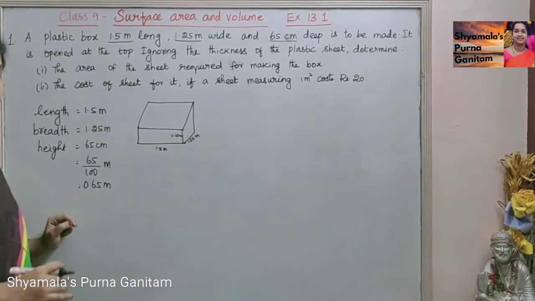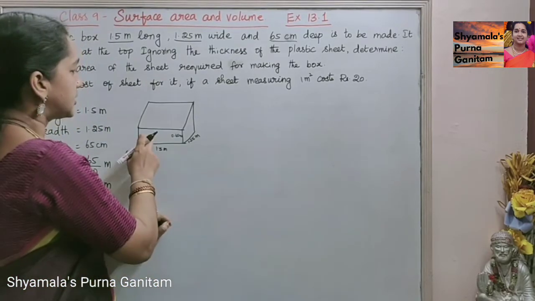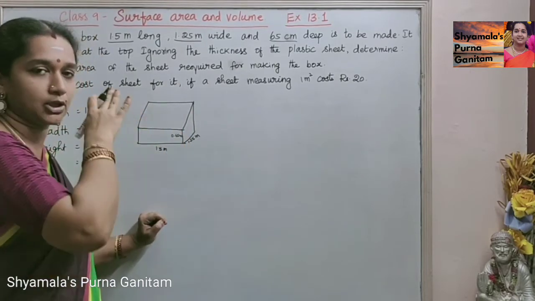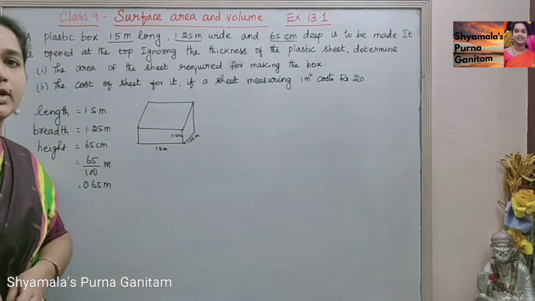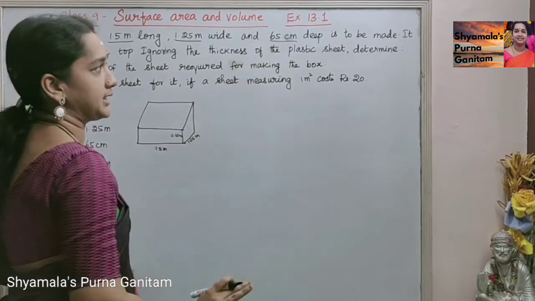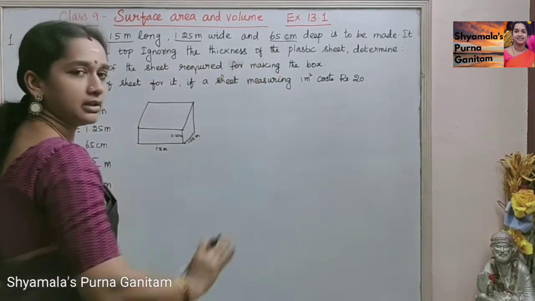It is open at the top, so only 5 faces we have for this plastic box. This is 4 sides we have, and then the base. Top we don't have. That is the thing given. It is open at the top. Only 5 faces we have. Ignoring the thickness of the plastic sheet, determine the area of the sheet required for making the box.